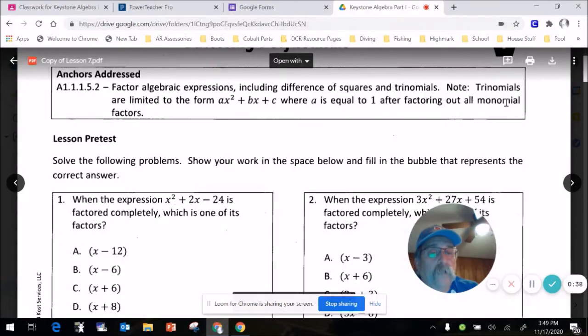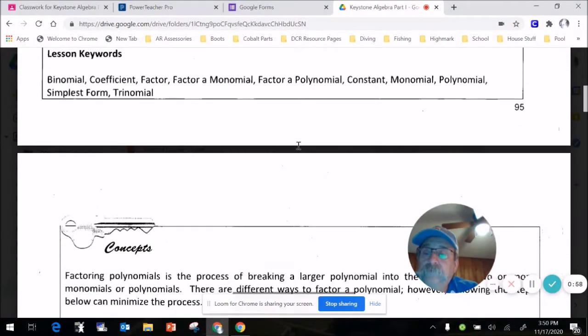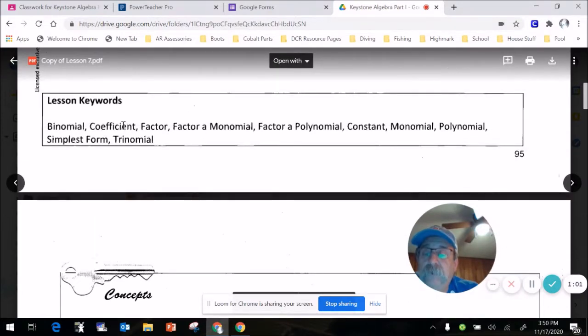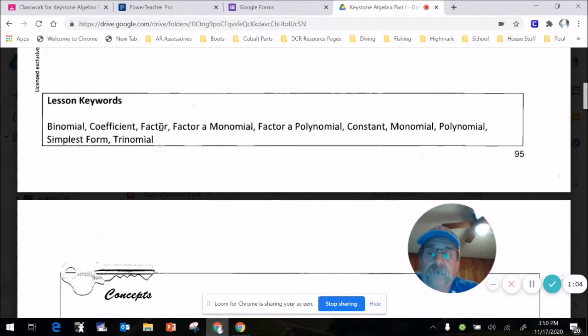Let's talk about trinomials and monomials. A monomial is a one-term expression like c or 2x. A trinomial is a three-term expression like 2x squared plus 4x plus 7. A coefficient is the number in front of a variable. A factor is also a divider. A factor of a monomial is a divider of a monomial. A factor of a polynomial is a divider of a polynomial. A constant number has no variable with it. It can be a whole number, a decimal, or a fraction. It can be positive, negative, or zero.